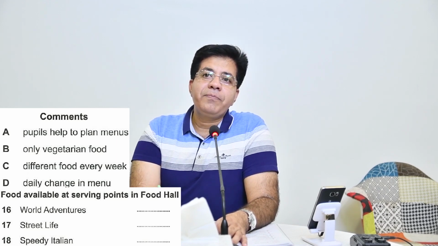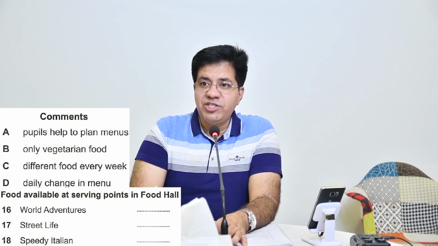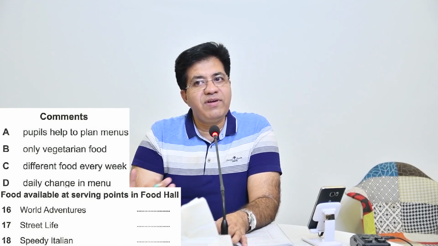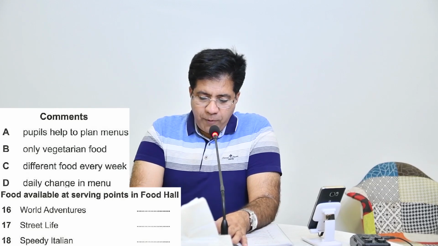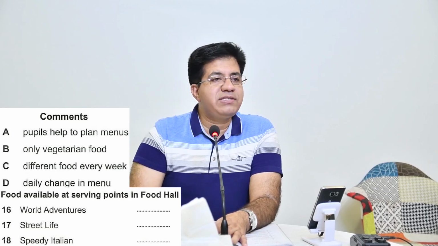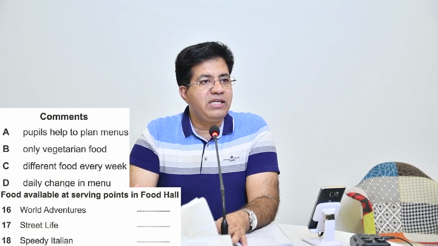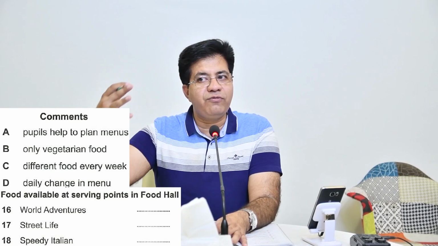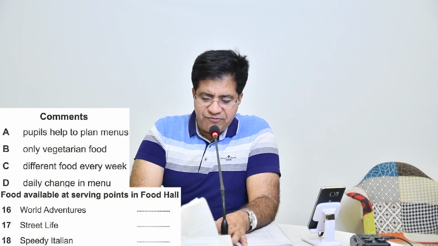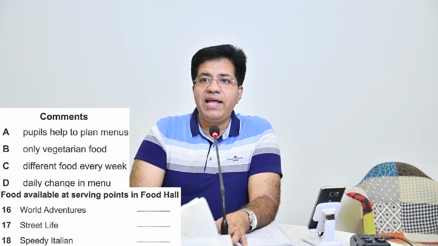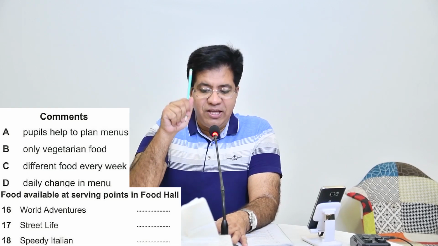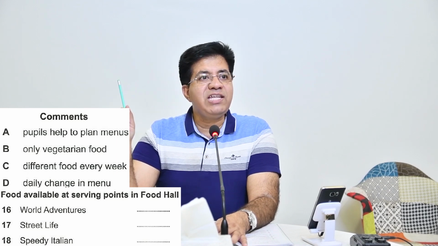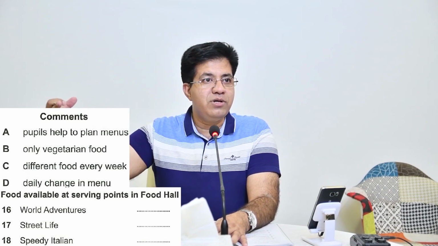So they will help suggest the menu. That is option A. B, only vegetarian food, veg, no meat. Only vegetarian means no meat, only vegetables or veg, right? Option C, different food every week. For example, they say one week we'll have Chinese, second week Mexican food, third week Arabian food, and fourth week this and that. So what does that mean? Different food every week. You understand that? I mean, you must learn to interpret. If they have written here, option D, daily change in menu. If they say each day there will be a new variety of food, what does that mean?